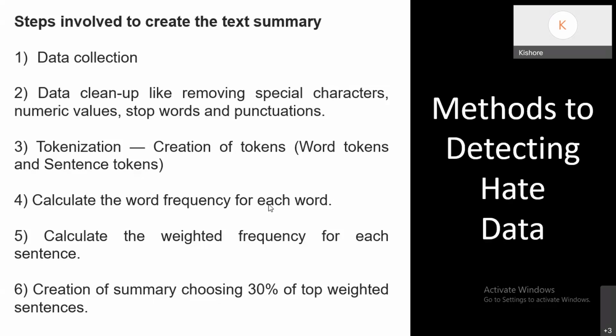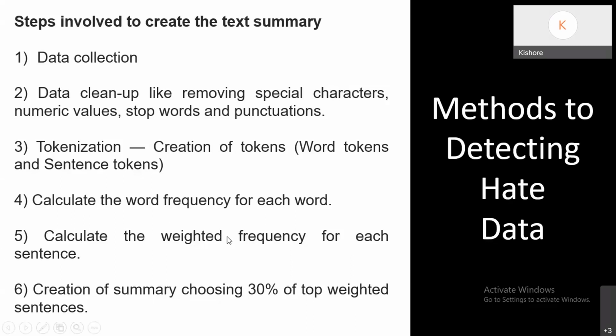And the next step would be, after creating the word frequency and the sentence frequency, creating a summary by choosing 30% of the top weighted sentences. Let's understand the fifth and the sixth steps more clearly. We will be creating word frequency in order to know, in a particular sentence, how many times each word occurs, and not only in the particular sentence, but in the entire text also, how many times that particular word occurs.